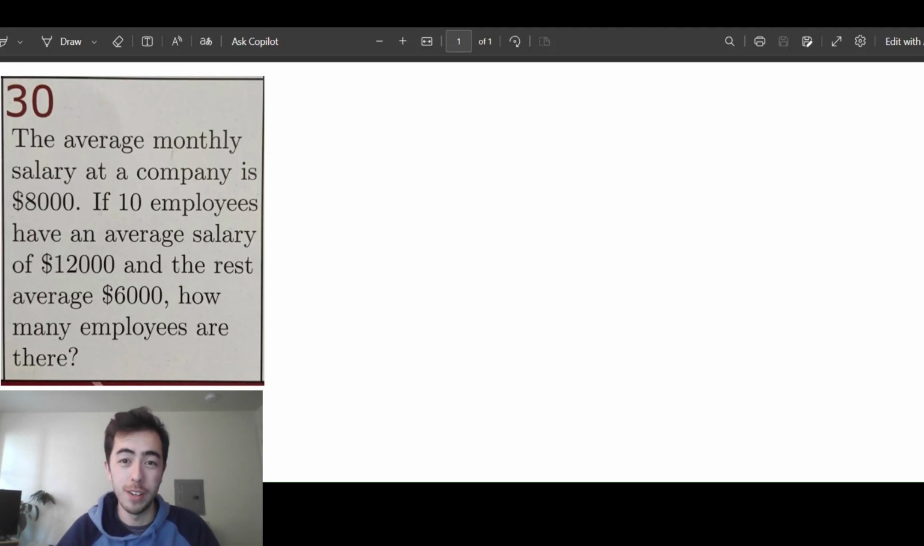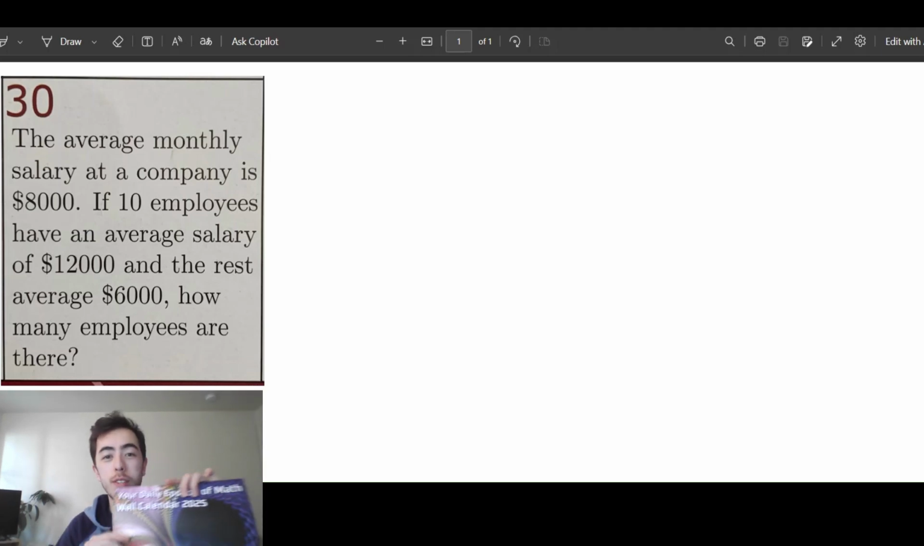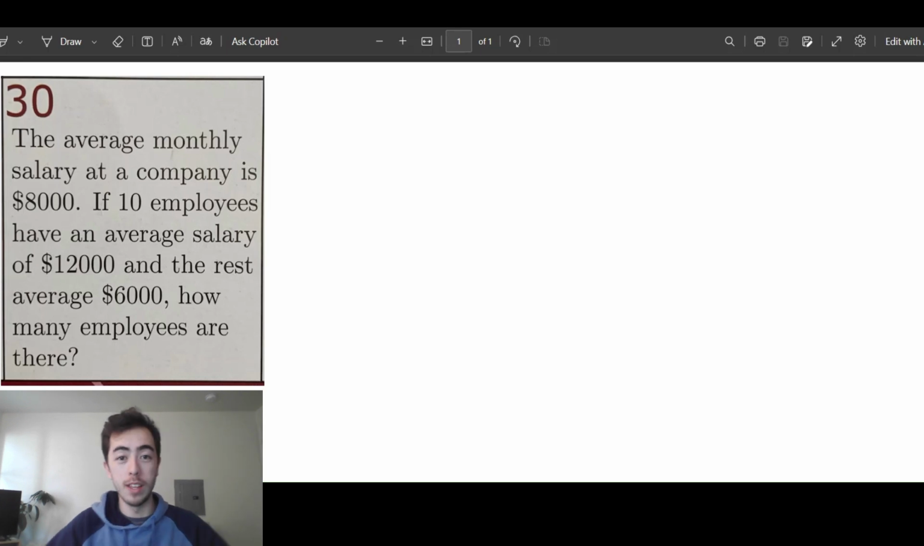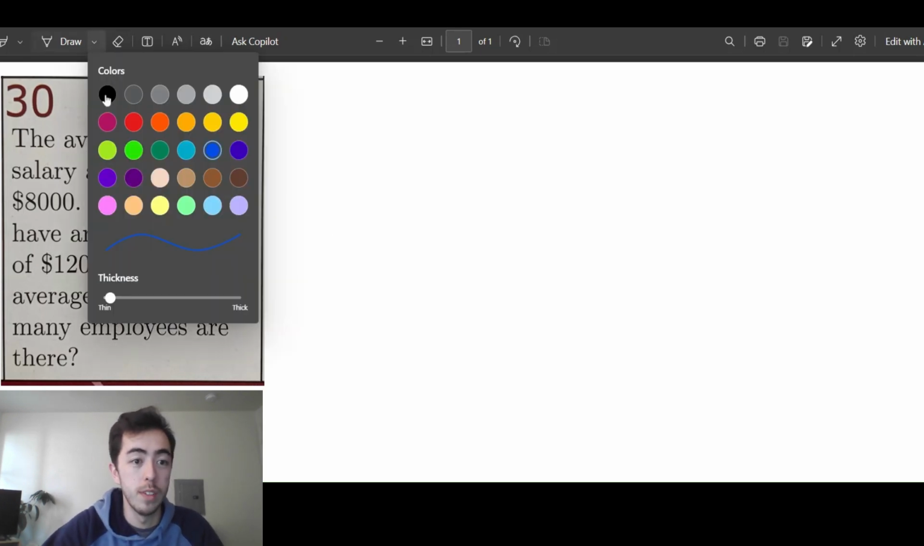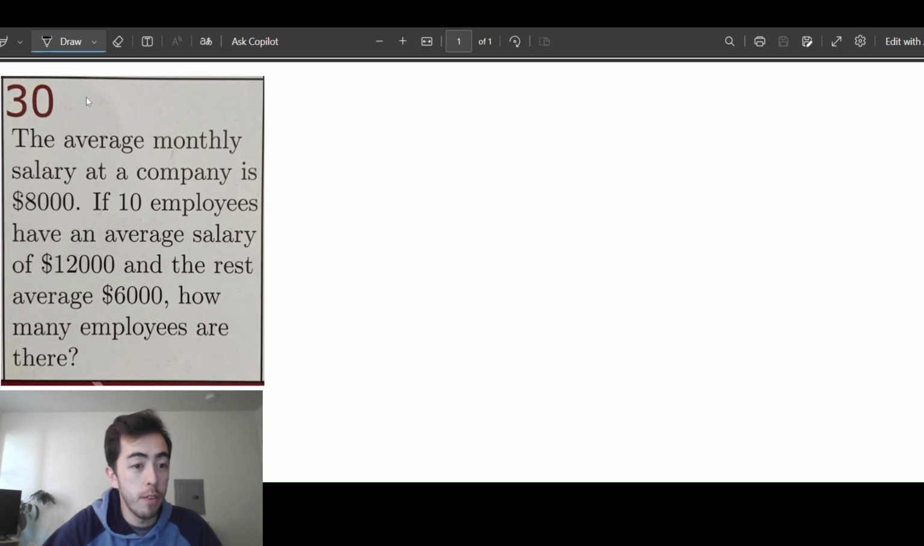Today is May 30th, and we're solving problem number 150 from the Daily Epsilon calendar. And we should show why the answer should be 30 today. So the average monthly salary at a company is $8,000. If 10 employees have an average salary of $12,000 and the rest average $6,000, how many employees are there?